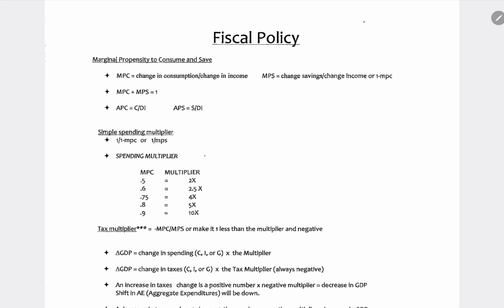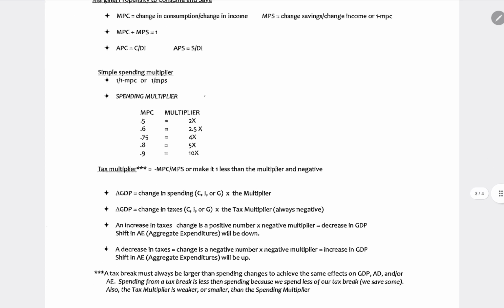We have simple spending multipliers. So 1 over 1 minus MPC or 1 over MPS. If you have MPC, you could just do 1 over 1 minus MPC and you could get the spending multiplier. Now, if the MPC is 0.5, it's a 2 times spending multiplier. If it's 0.6, it's a 2.5 times multiplier. If it's 0.75, it's a 4x multiplier. If it's 0.8, it's a 5x multiplier. If it's 0.9, then it's a 10x multiplier.